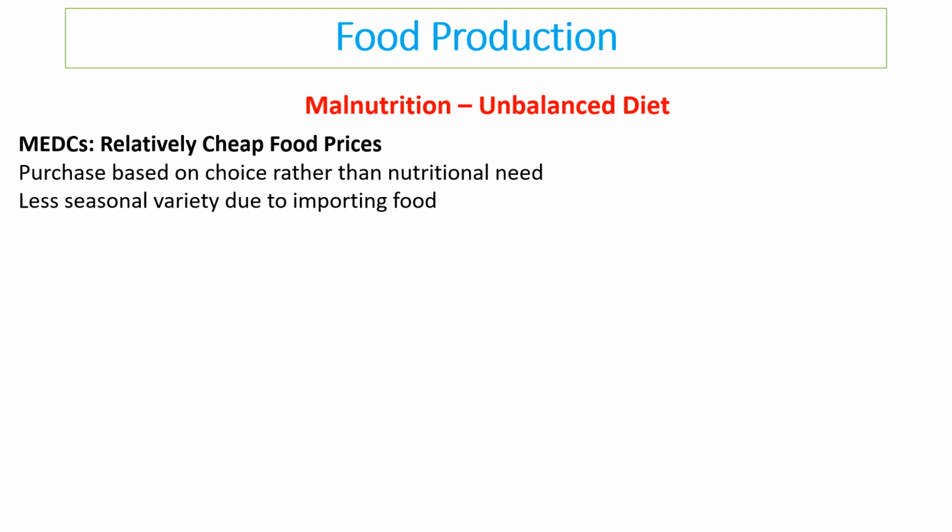Now, why does this happen? Well, more economically developed countries often have overnutrition and overweight because there are relatively cheap food prices. That means purchasing often occurs due to choice rather than nutritional need, and there is less seasonal variation, I should say, not variety, apologies, due to importing food. So you can get the same food all year round. So this then leads us to obviously bad education, bad choices, which can lead to either a lack of certain food groups or too much and therefore leading to obesity.